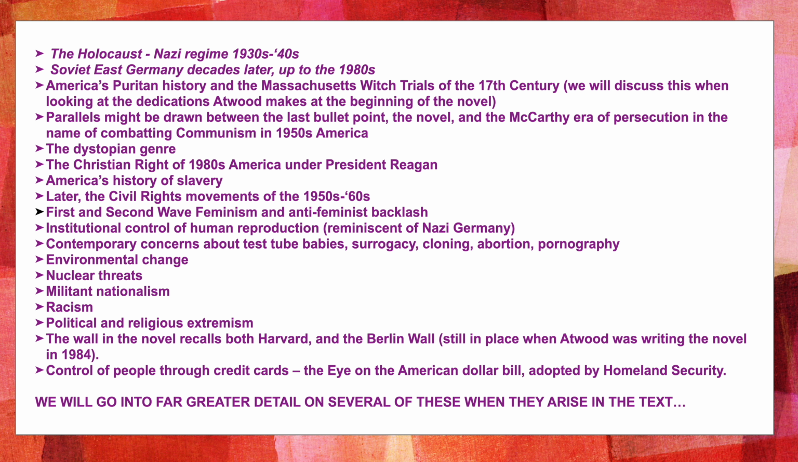Militant nationalism, racism, political and religious extremism, the control of people through credit cards. We get depicted a social takeover whereby people's cards are simply switched off on the basis of being the woman within the household. So, as I've said, we'll go into much greater detail when they arise in the text, but that gives you a broad overview of just how wide the range of possible precedents is.